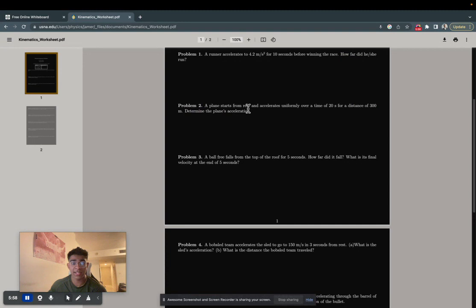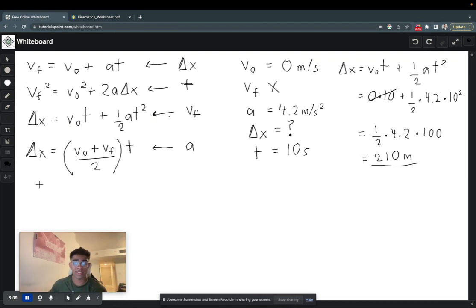A plane starts from rest and accelerates uniformly over a time of 20 seconds for a distance of 300 meters. Determine the plane's acceleration. So again, we follow the same exact process.